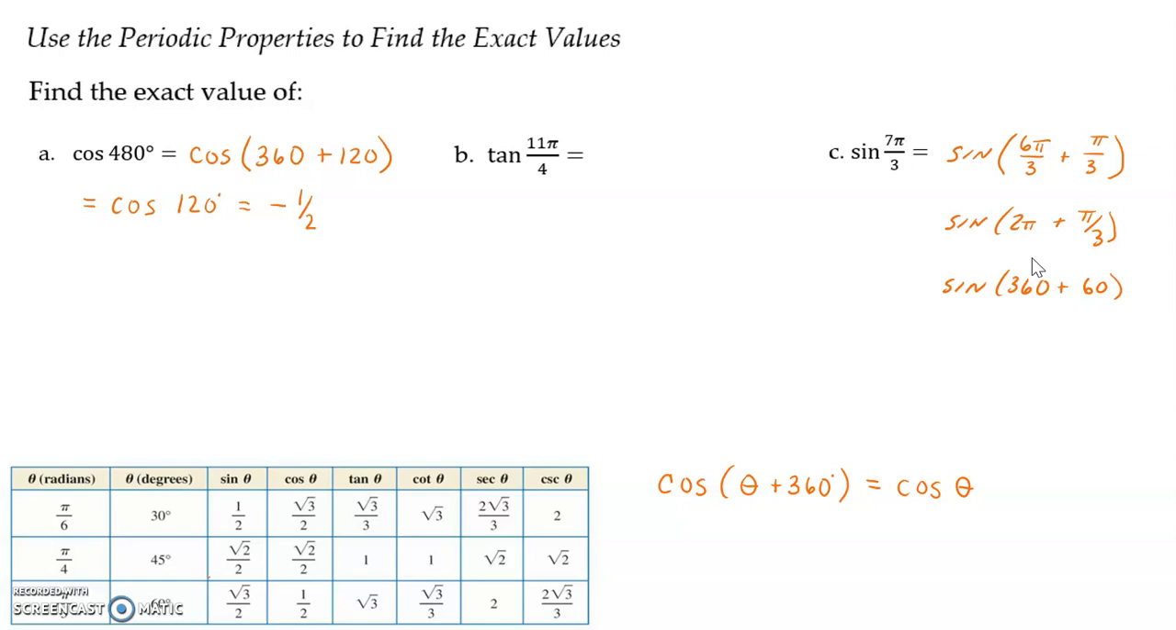Okay, so using our periodic properties, when we're looking at sine of 7 pi over 3, this should give us the same answer as sine of 60 degrees, which as an exact value is going to give us radical 3 over 2.